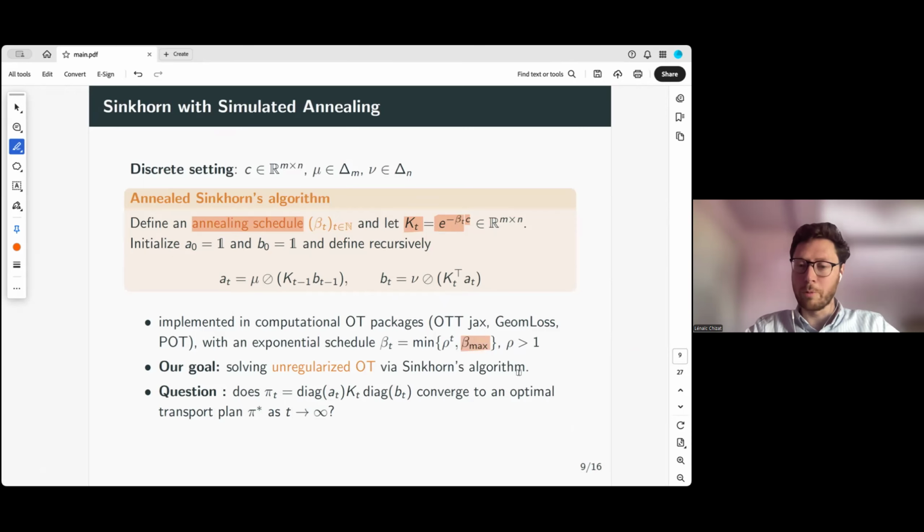But for the purpose of this talk, we will not consider a maximum value of beta, because for the analysis, we want to understand if this algorithm works. So we want to understand if you can solve unregularized optimal transport via this technique. So the main question is, if you consider the primal iterate corresponding to this algorithm, will it converge to some optimal transport plan without regularization, as the iteration count goes to plus infinity?